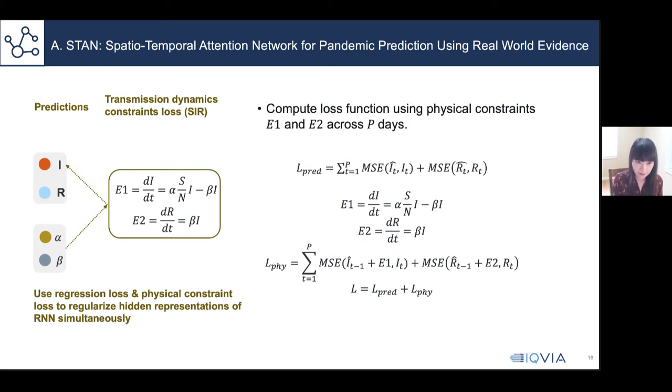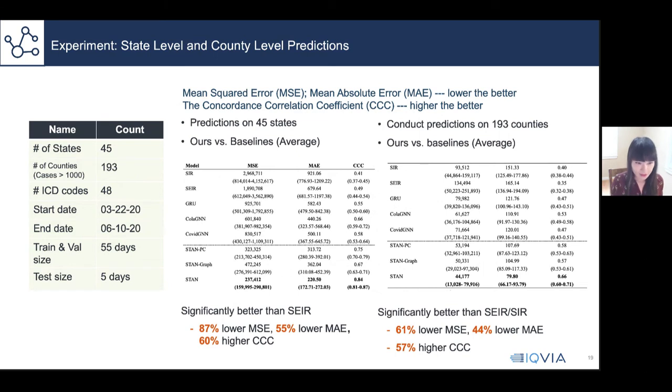For the STEM model, we also use an additional transmission dynamics loss based on pandemic transmission dynamics to optimize the model. We tested the model on our real-world data, and our STEM model outperforms traditional epidemiology models such as SIR, SEIR, and some deep learning models on both long-term and short-term prediction, achieving up to 87% reduction in mean squared error compared with the best baseline.